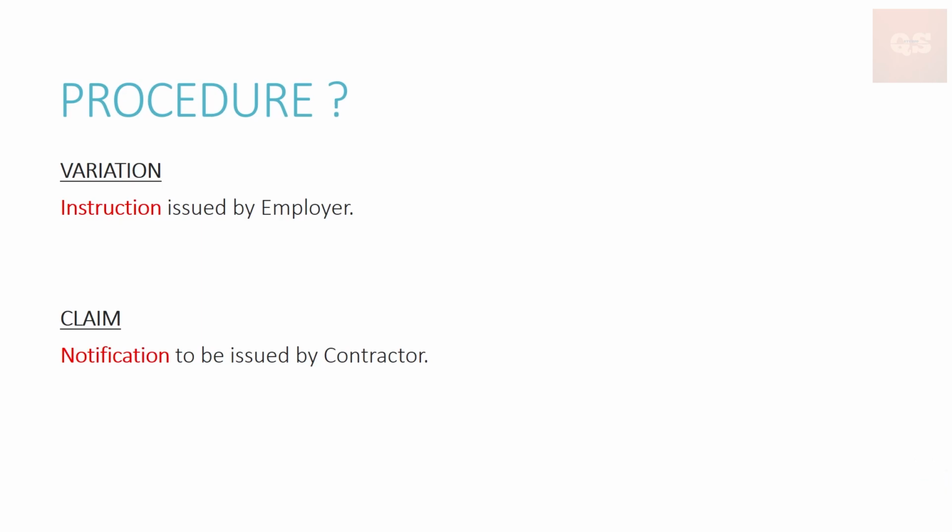And a claim is usually notified by the contractor. Through an official letter, a notification is sent to the employer by the contractor mentioning that such and such event has occurred due to which some delay will be happening in completing the project within the contractual time. So for that, a compensation will be required. That is how a claim is proceeded in a construction project.